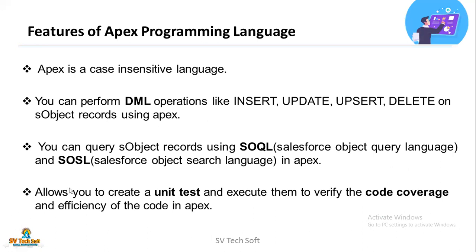What is SOSL? SOSL is nothing but Salesforce Object Search Language. If you want to find any particular text from more than one data table, you can do that with the help of SOSL. Meaning, if you want to find text across more than one table, you can do it using SOSL.